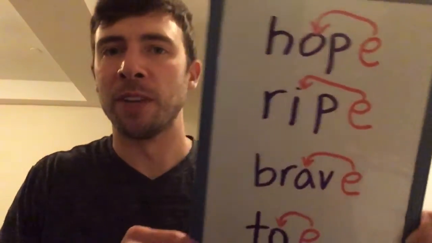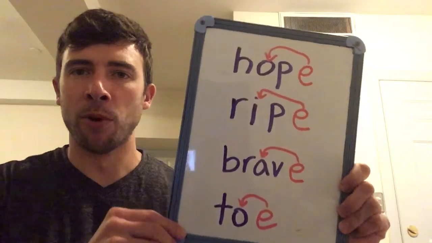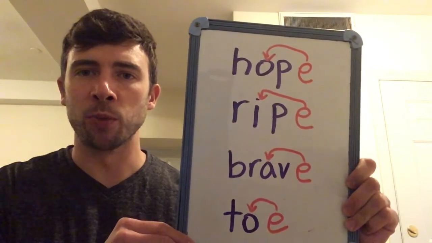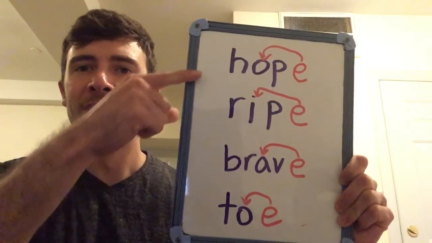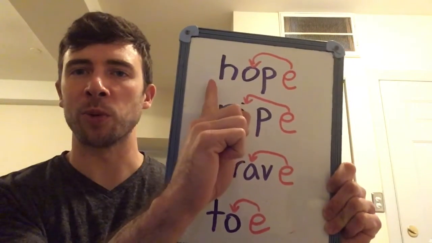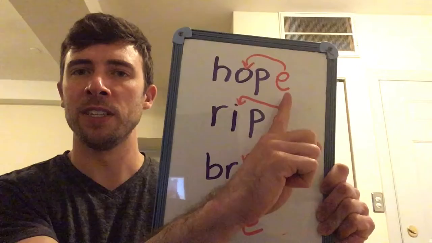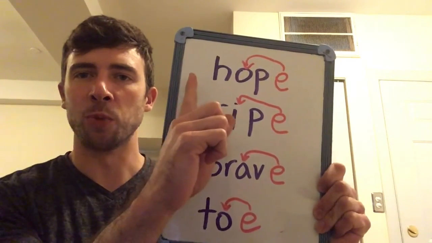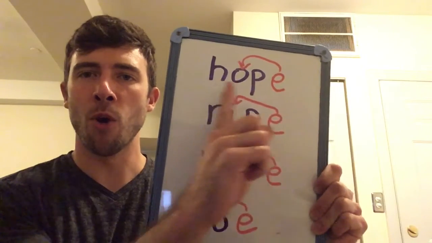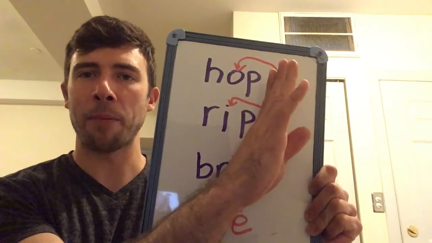All right, let's quickly review the words that we read today. I'll hold them up here. I'm going to point to the word, and I want you to see if you can read it before I say it. I'll give you a couple seconds for each one. What is this word? Remember that bossy E telling the O to say its name. This one was hope. Hope. Without the E, it was hop.